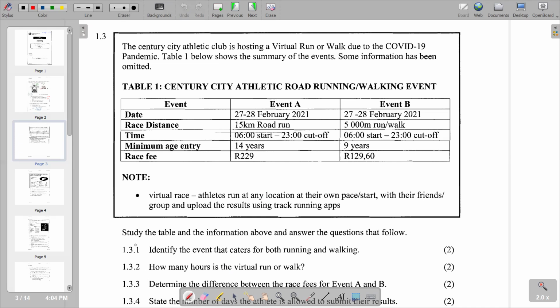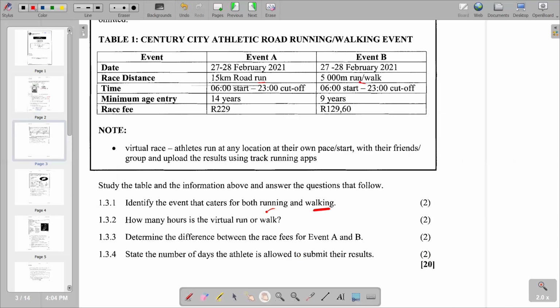That is 1.3.1. Identify the event that caters for both running and walking. So we just check event A and event B to see which one caters for both running and walking. For event A, we have only running, road run. So you're not seeing any walking. Going to event B, we have run or walk. So it's the one that we are looking for. So for 1.3.1, it's event B.